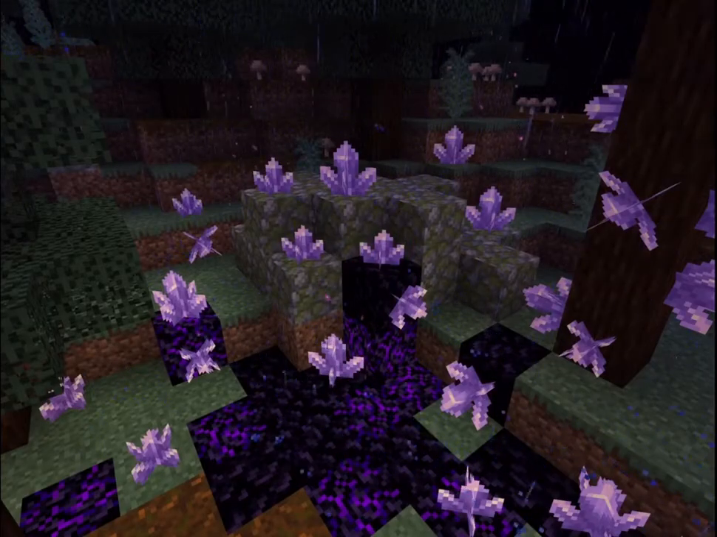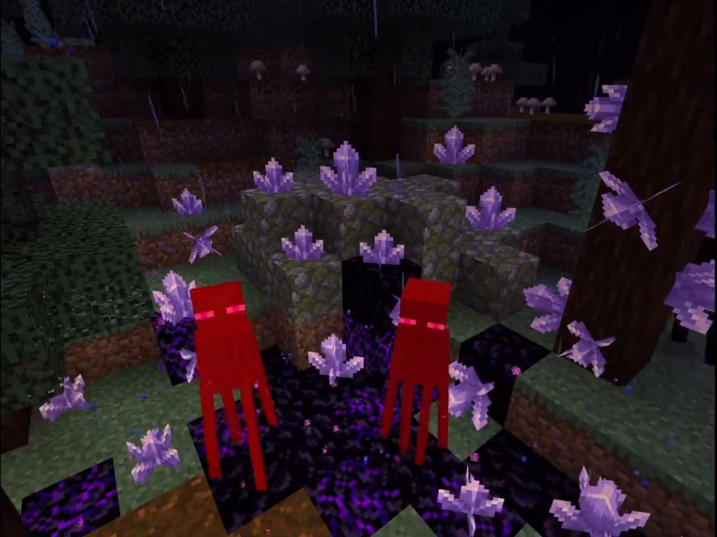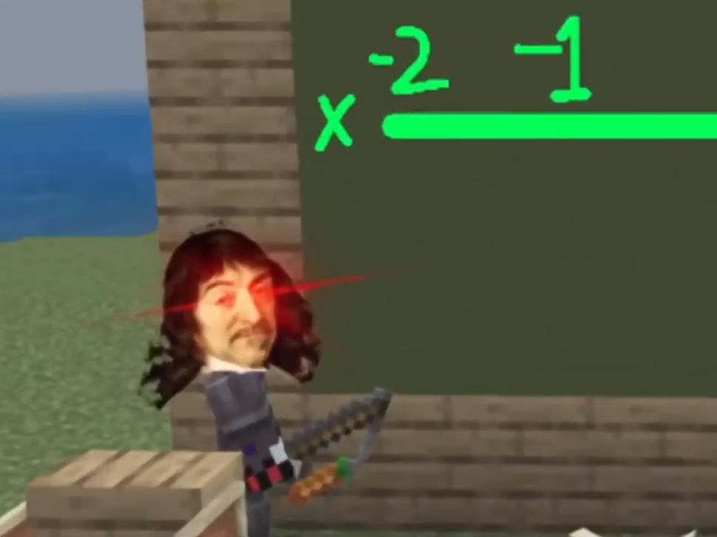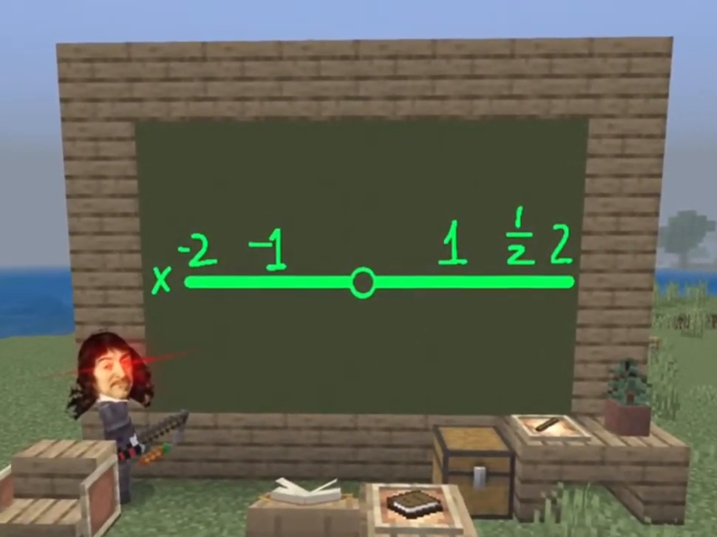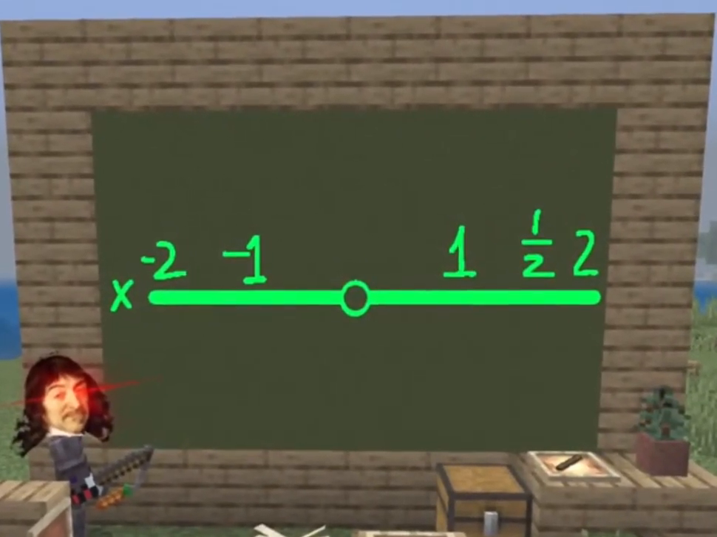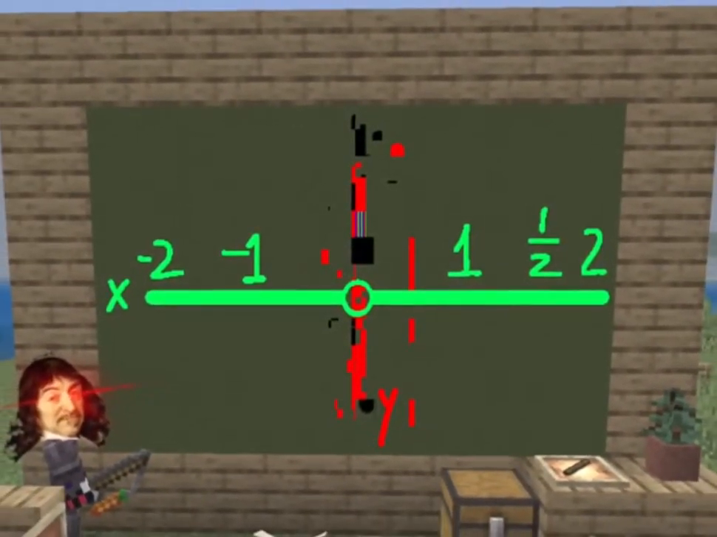He named them imaginary numbers because he thought that those numbers shouldn't exist. Well, they exist. Let me show you where they are. Let's say the number line is the x-axis, then the imaginary numbers are on the y-axis.